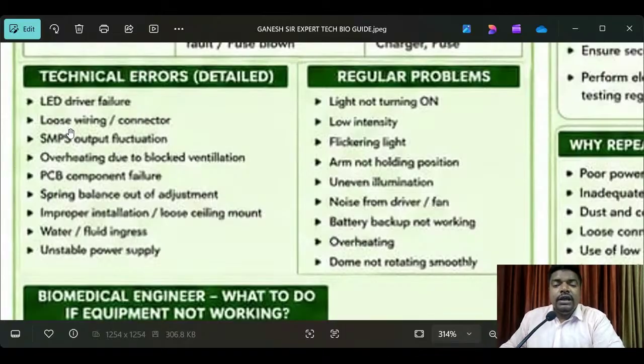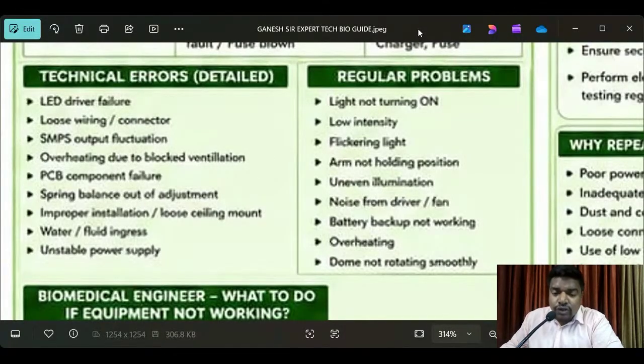Second, loose wiring or connector, SMPS output fluctuation, overheating due to blocked ventilation, PCB component failure, spring balance out of adjustment, improper installation or loose sealing mount, water or fluid ingress, and unstable power supply. These are very important to check before starting the operation.